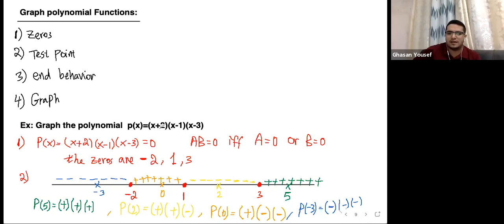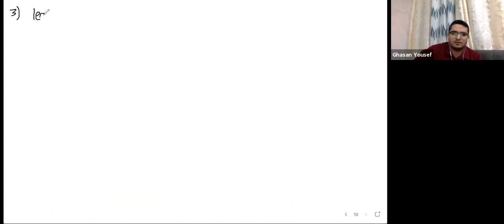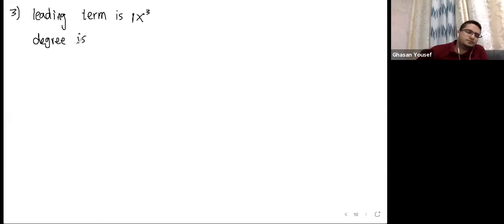Now the end behavior, we have to find the end behavior. So again, the leading term is x times this x times this x, so I get x cubed. So the leading term is x cubed, which is 1 times x cubed. So my question is, what is the degree?